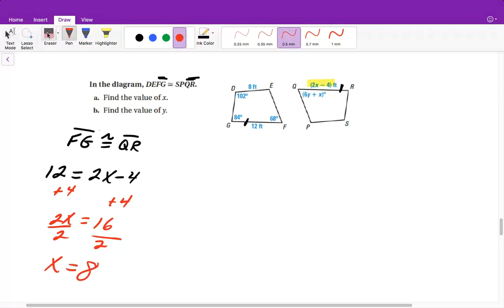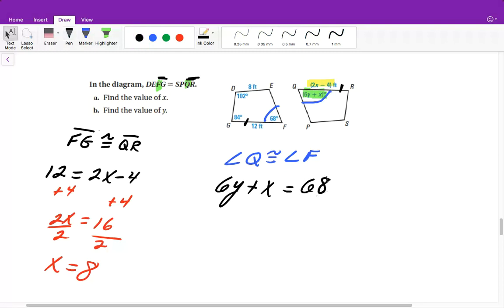Nice and easy. All right, now for number B, it says find the value of y. Well, y, I'm sorry, only has one case that shows up, and that's with this angle Q. So then we need to look and say, well, Q is a third angle here. It corresponds with the third angle F. So that means that this angle is congruent to this angle. So I can then set them equal to each other. So angle Q is congruent to angle F. And now I can substitute in. So 6y plus x is equal to 68 degrees.